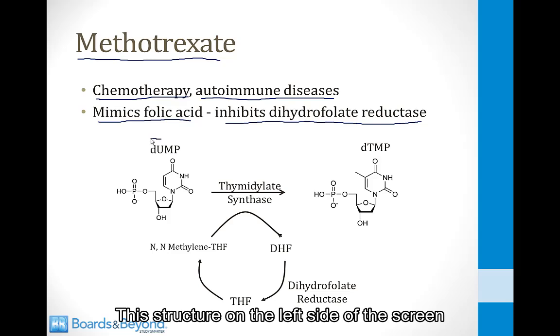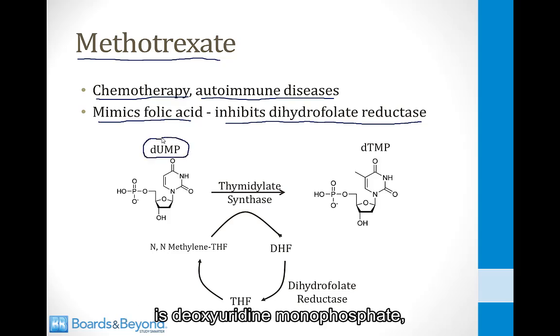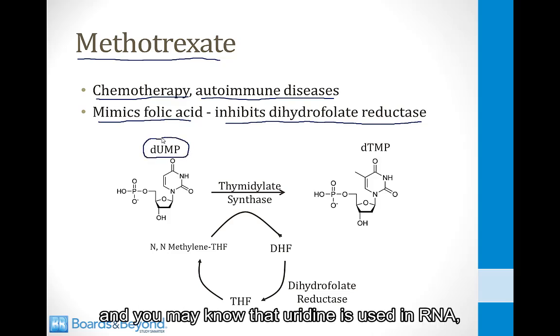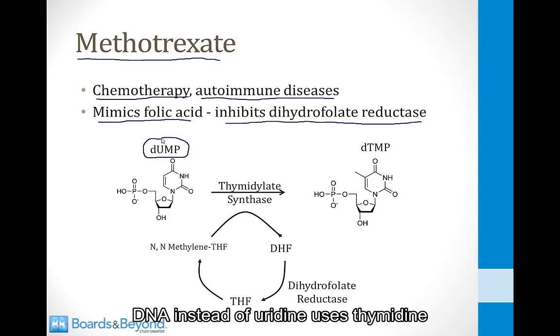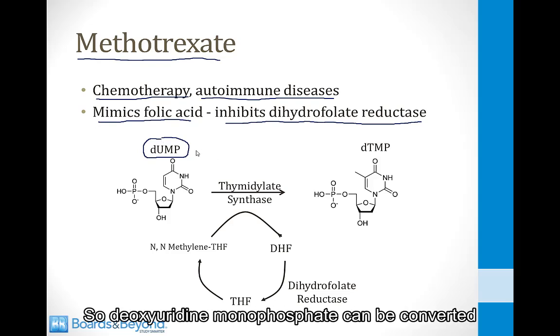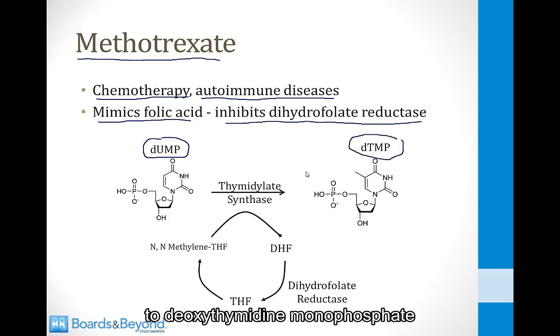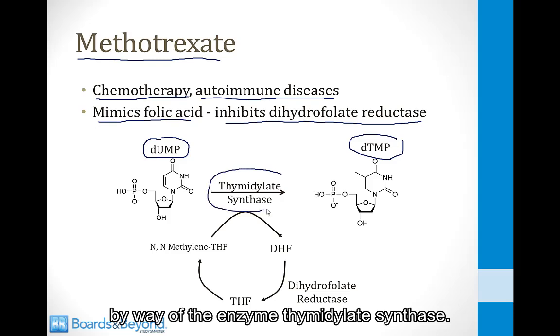What methotrexate does is it inhibits dihydrofolate reductase, and in order to understand this, let's review a little bit of biochemistry. This structure on the left side of the screen is deoxyuridine monophosphate, and you may know that uridine is used in RNA but not in DNA. DNA, instead of uridine, uses thymidine. So deoxyuridine monophosphate can be converted to deoxythymidine monophosphate by way of the enzyme thymidylate synthase.